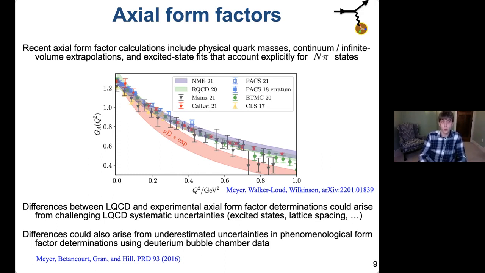But it's also interesting at this level to look at whether there could be underestimated systematic uncertainties in the phenomenological extractions of the axial form factor, since in principle the lattice results here are starting to include all of the pieces of QCD that we expect to need here. So it'll be interesting to see how this evolves on both sides.